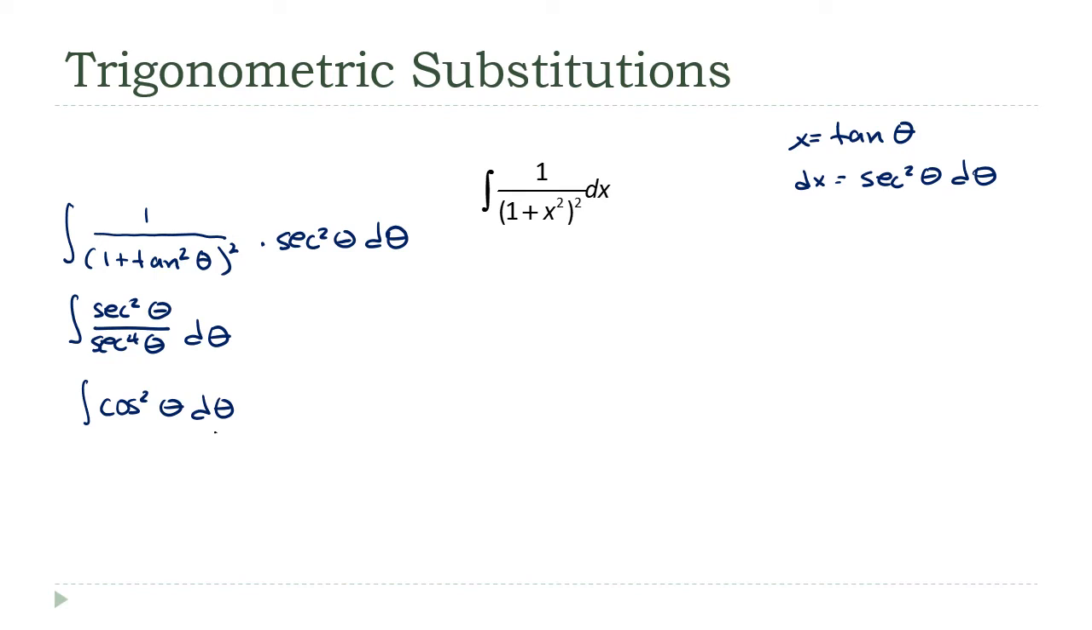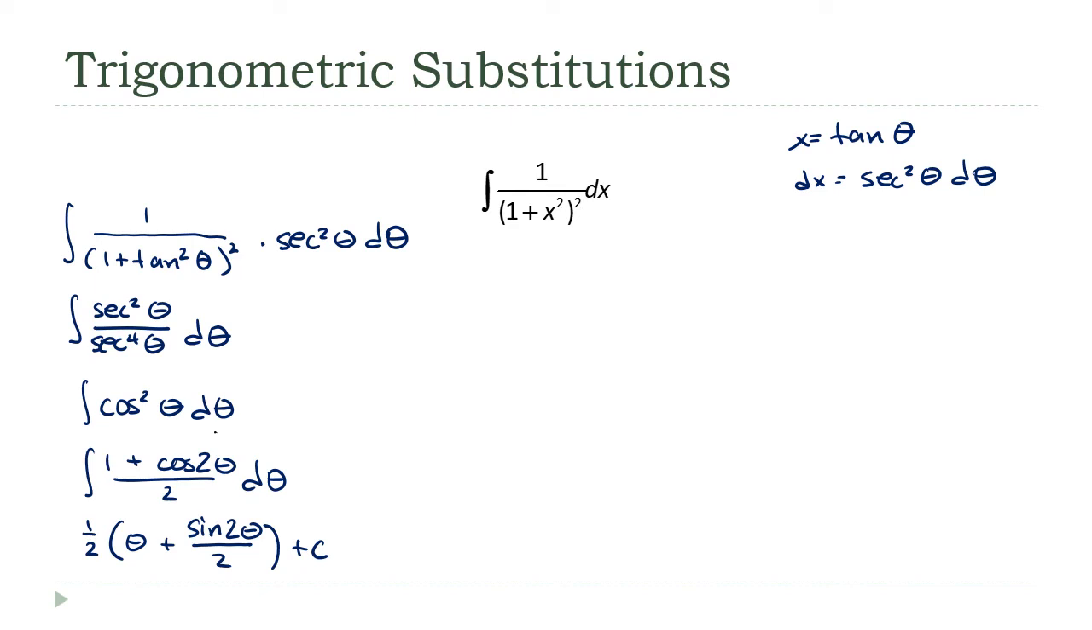And we know how to do this, right? This is the integral of (1 plus cosine 2 theta) over 2 d theta. And let's pull that 1/2 out in front, and then we'll do the integral. So this is 1/2 times theta plus sine 2 theta over 2, plus a constant.